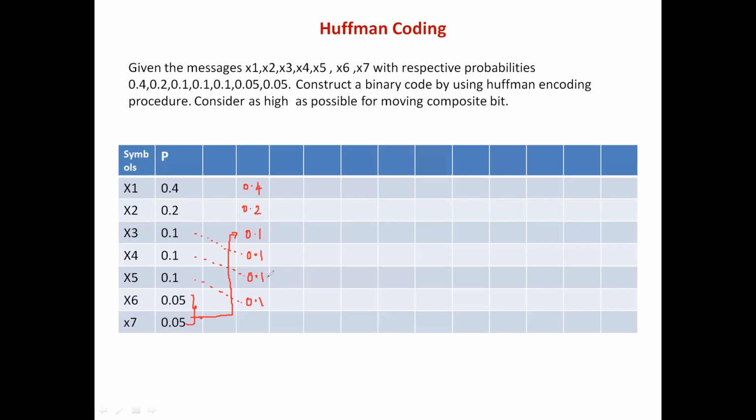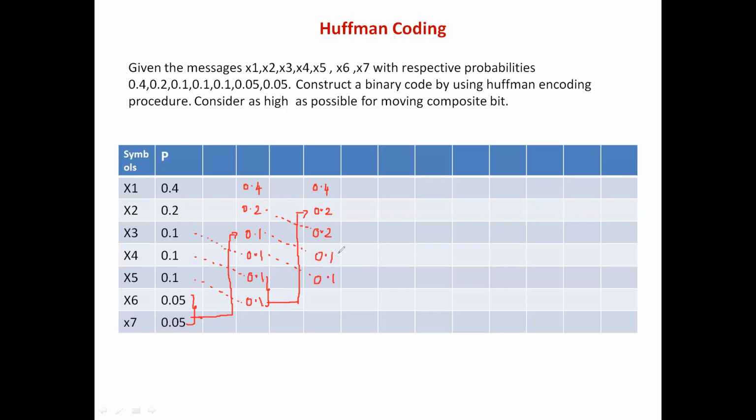Next step is I will add these two probabilities. I get 0.1 plus 0.1, which is 0.2. I cannot place it above 0.4. I have two options, here and here. Since it is as high as possible, I will place it in this position. So this 0.2 will be shifted here, this 0.1 will be shifted here, and this 0.1 will be shifted here.